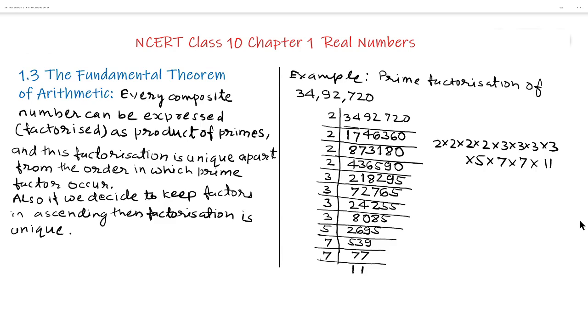If we write in powers, it will be 2 to the power 4 into 3 to the power 4 into 5 into 7 to the power 2 into 11. This way we do the prime factorization, and this is unique. Now if we keep it in ascending order, then this is unique in order as well.